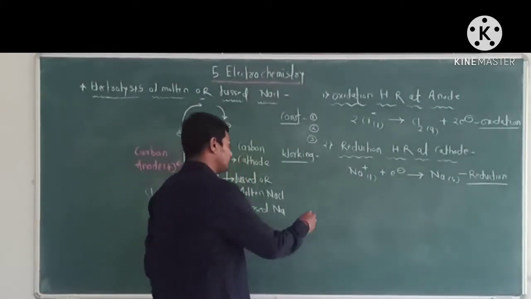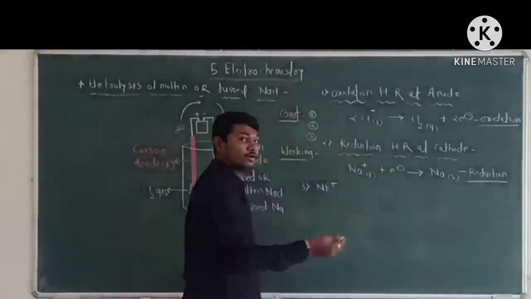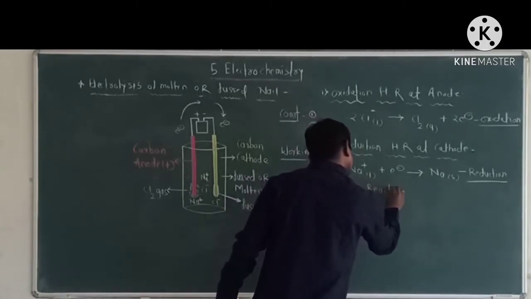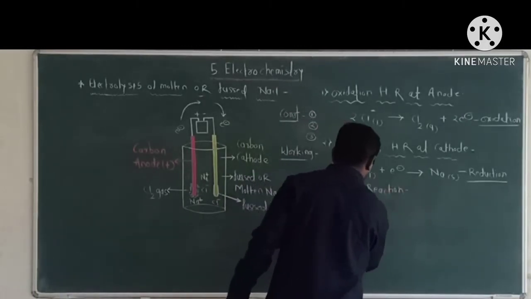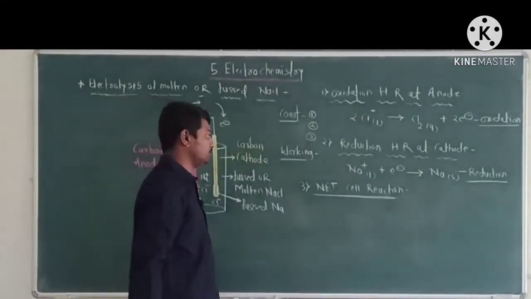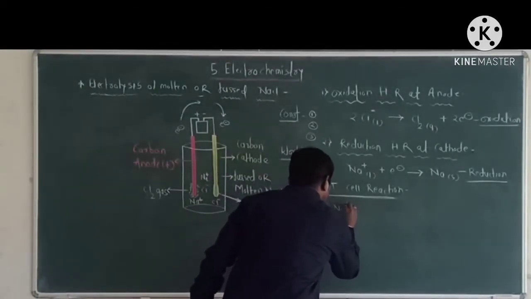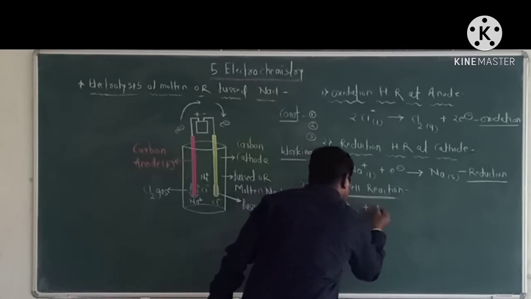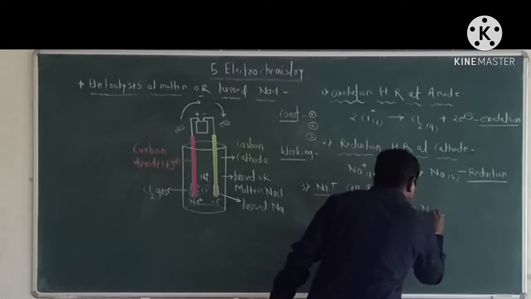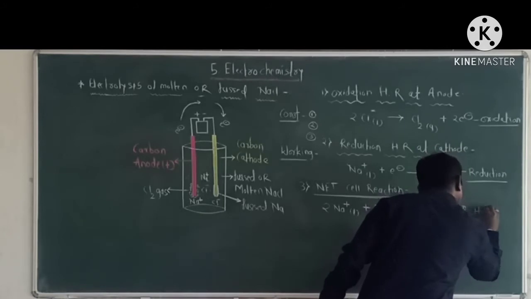Now the net cell reaction, or overall cell reaction. 2Na+ plus 2 electrons gives 2Na. This is the reduction half reaction.